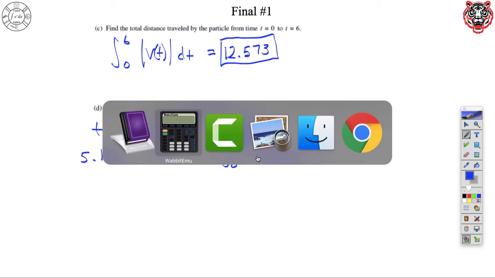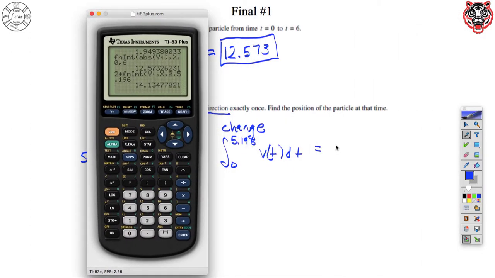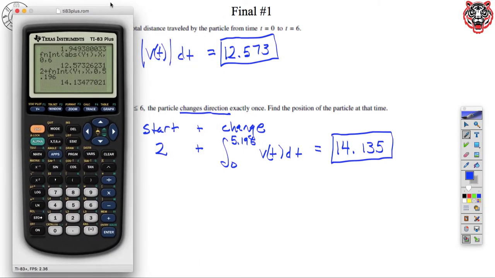All right, so plug this in on our calculator. What do we get? It's going to be 2 plus math 9, integral of, var, y1 function, my velocity function, with respect to x from 0 to 5.196. And I already included the 2 in there, so I don't have to do that at the very end. And my final answer is 14.135. All right. Yep, there it is.